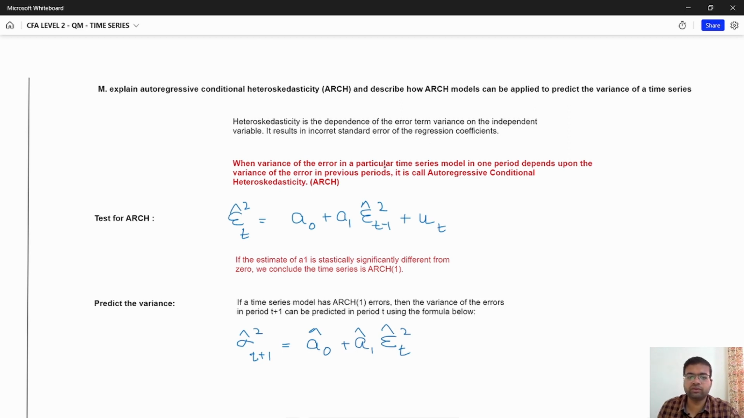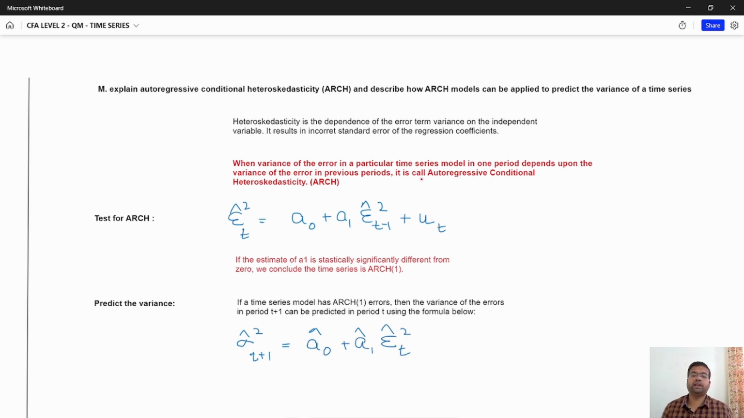When the variance of the error in a particular time series model in one period depends upon the variance of the error in the previous period, it is called autoregressive conditional heteroscedasticity.